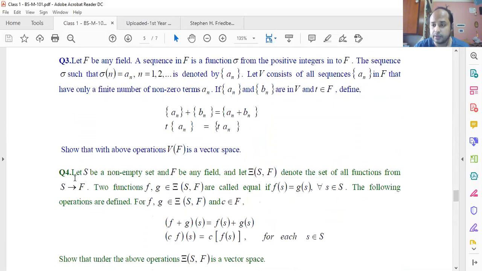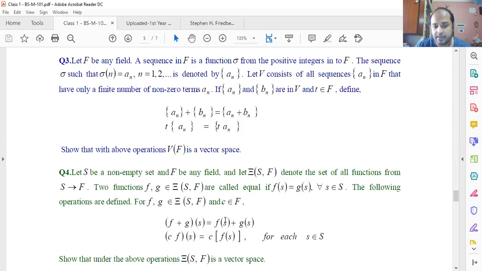I have done the problem of matrix. I showed the set of all matrices is a vector space. Let me read the question for you. S is a non-empty set, capital F is any field, and we define, this is just a symbol, you can use any other symbol, you can consider this to be a script F. Script F, SF, denotes the set of all functions from S to F. Two functions f and g belonging to this collection are equal if f(s) equals g(s) for all s belonging to the set S. The following operations are defined for the functions.